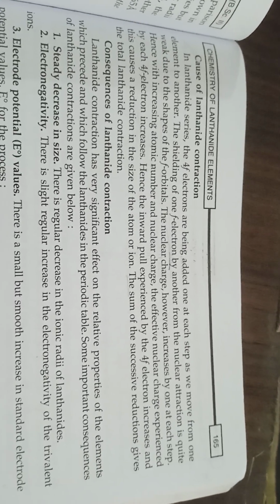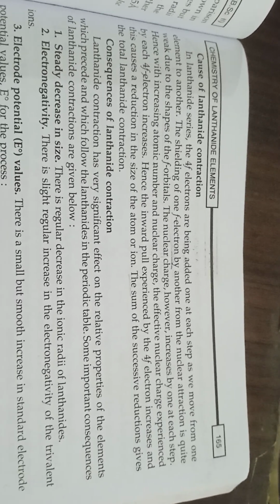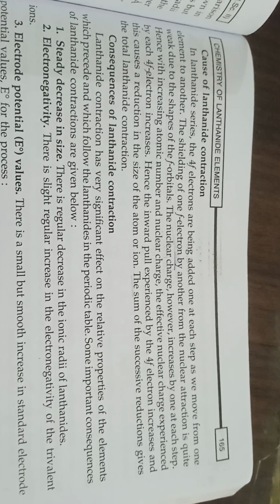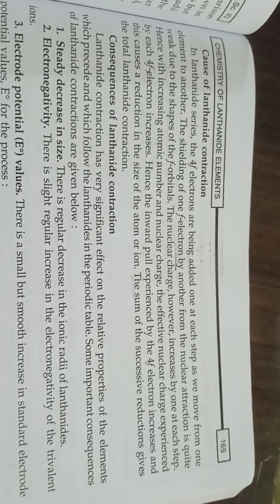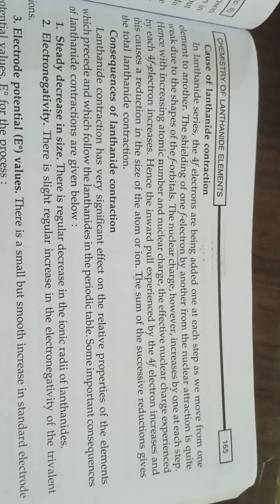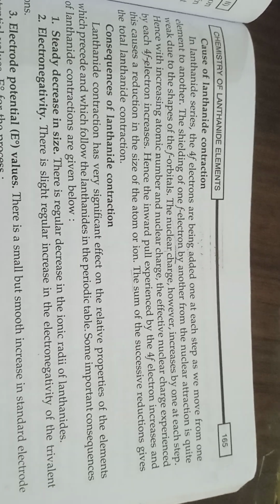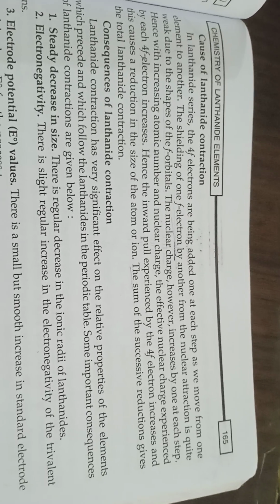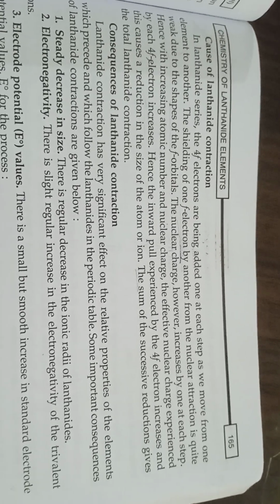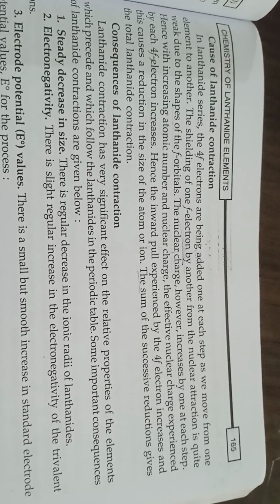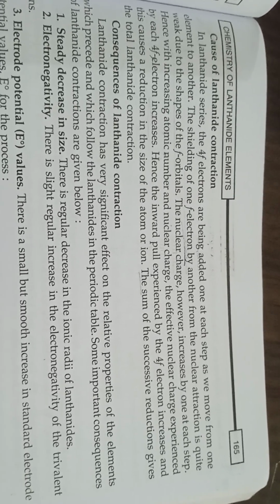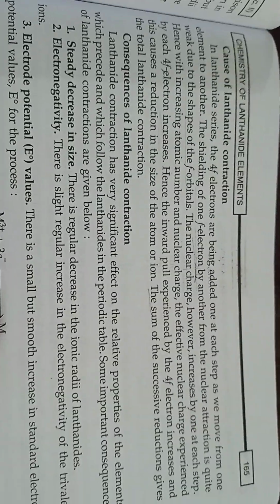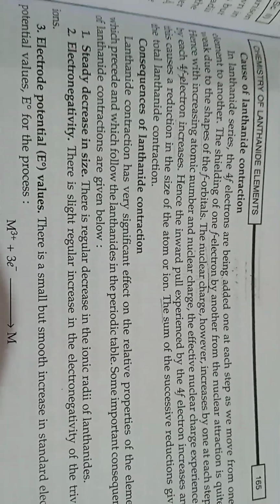In the lanthanide series, the 4f electrons are being added one at each step as we move from one element to another. The shielding of one f electron by another from the nuclear attraction is quite weak due to the shape of f orbitals. The nuclear charge, however, increases by 1 at each step. Hence, with increasing atomic number and nuclear charge, the effective nuclear charge experienced by each 4f electron increases. Hence, the inward pull experienced by the 4f electrons increases, and this causes a reduction in the size of the atom or ion. The sum of successive reductions gives the total lanthanide contraction.